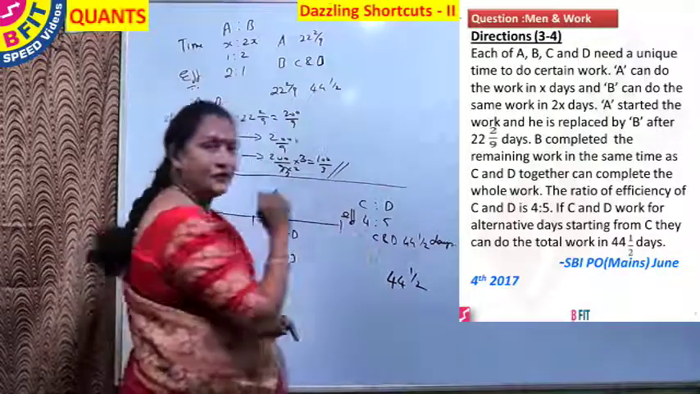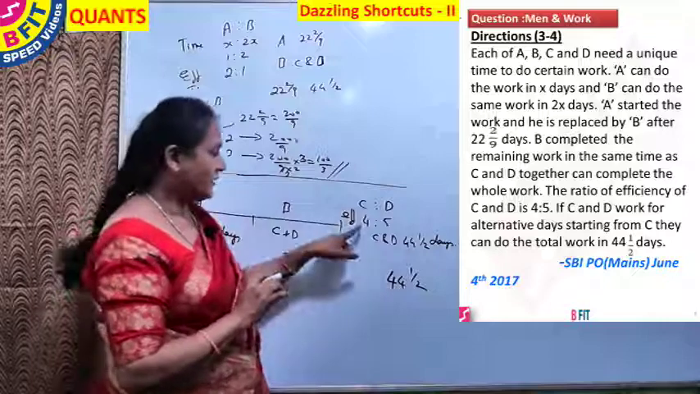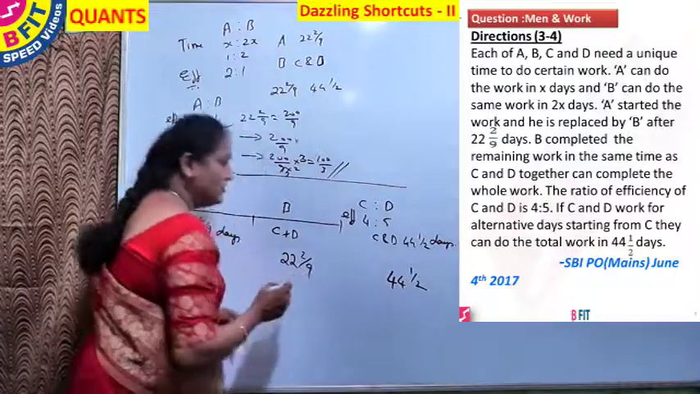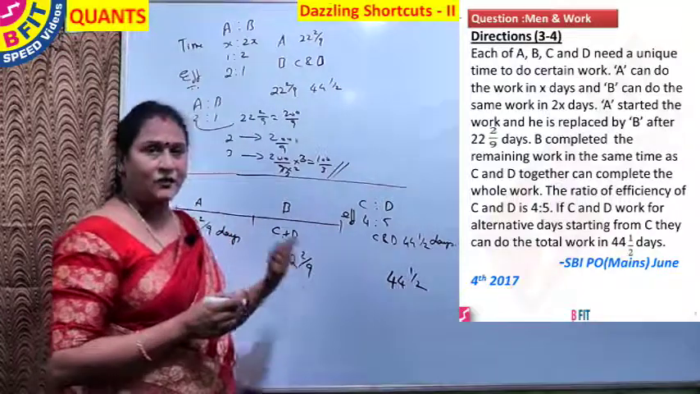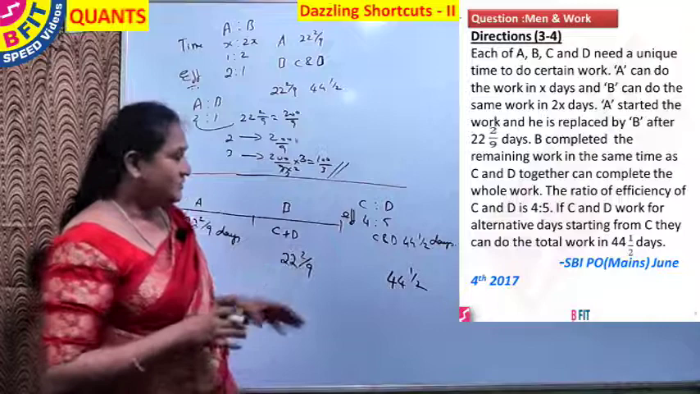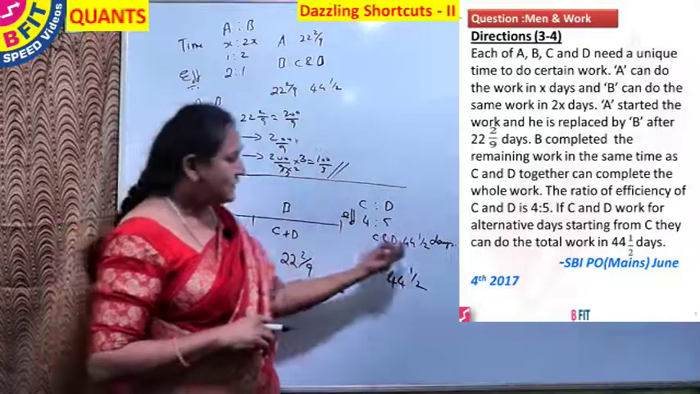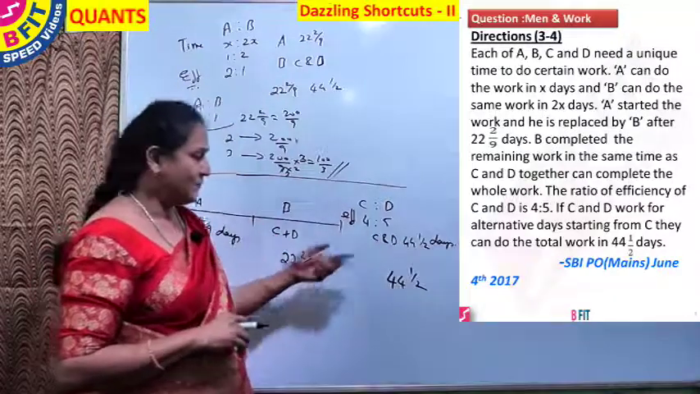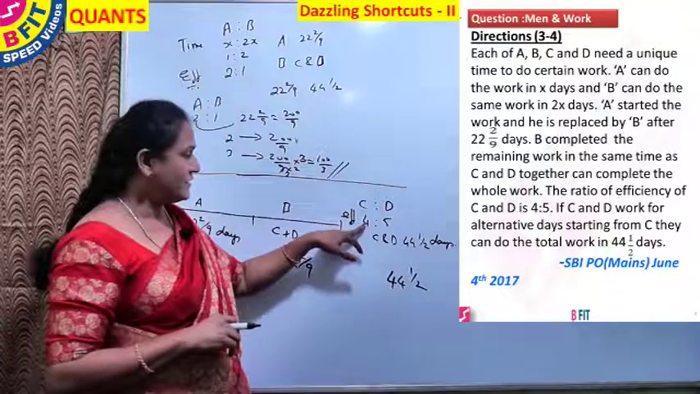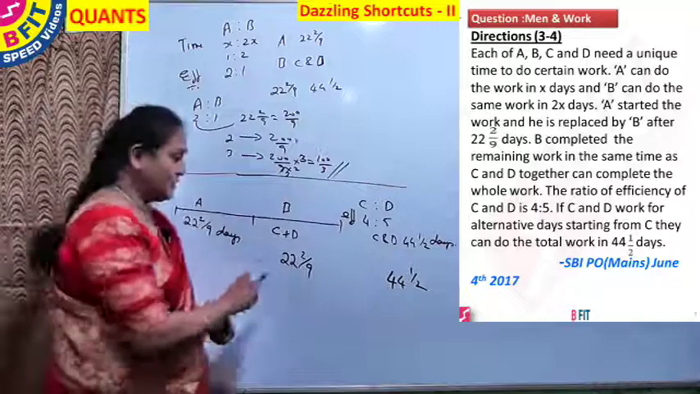So 1 day C can do, because efficiency is 4:5, C can do 4 work, D can do 5 work. So in 1 day 4 work means in half day he would have done 2 work out of 9. So for 2 out of 9 they'll need 2 by 9th of a day. So together they need 22 2 by 9 days. So here friends, from alternate to together, follow all these shortcuts, and without all that, seeing the data, you can go for this together time, just taking half of this and check half day's work. So 4 is 1 day's work, half day's work is 2 out of 9. So time taken by B to do the remaining work is 22 2 by 9.